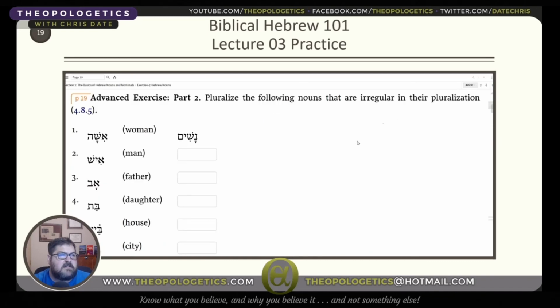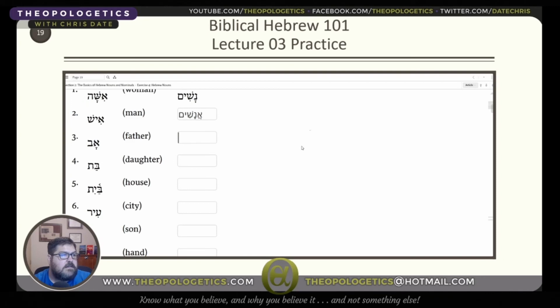Part 2, pluralize the following nouns that are irregular in their pluralization. Okay, so this is tough because this is just remembering your vocabulary. Isha becomes nashim, ish becomes anashim, av, I think becomes avot, which is irregular because it's got a characteristically feminine ending.